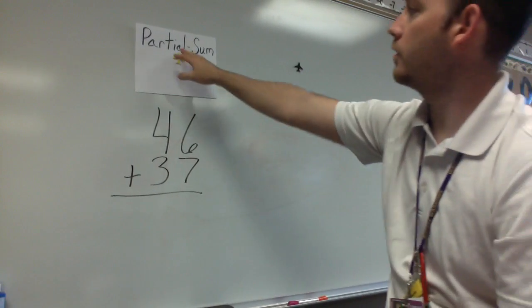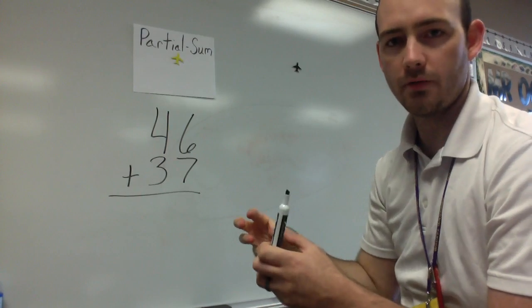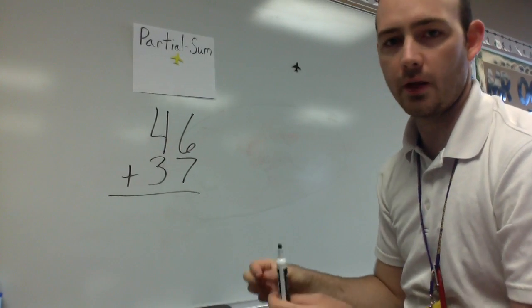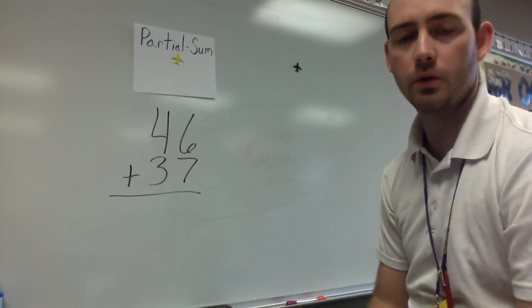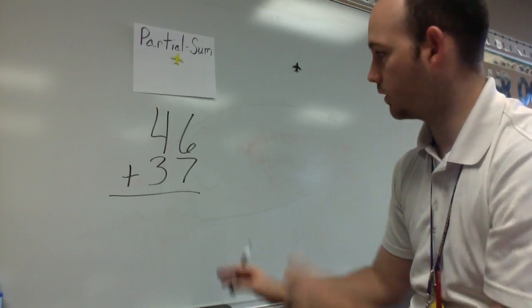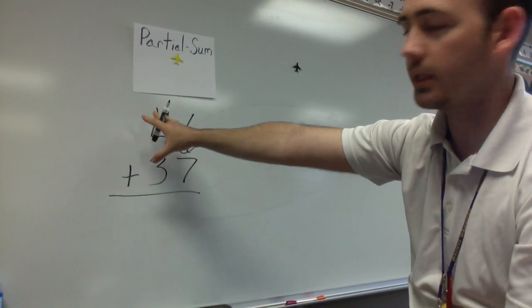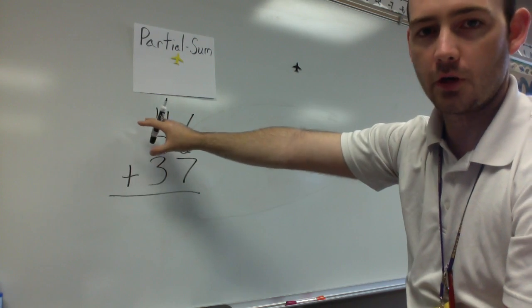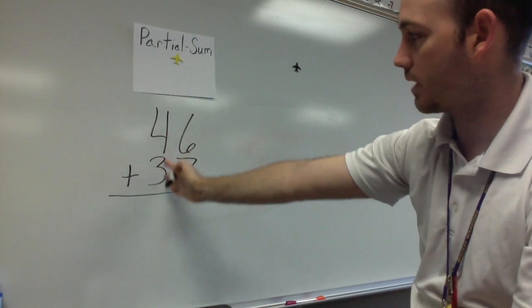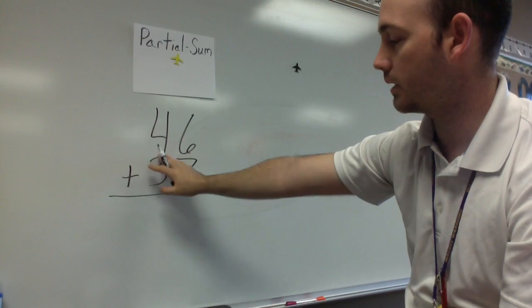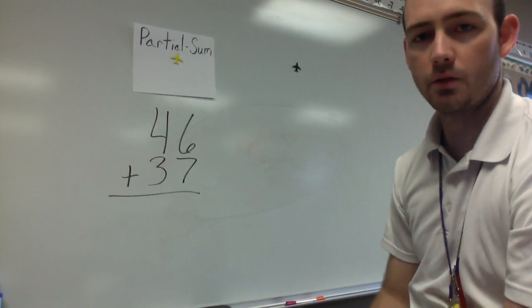Now, from the name, you can see partial means just a part of it. Sum is the answer. So we're just going to find a part of the answer at a time, and then we'll put those together. So the way we're going to do that is you're always going to take the farthest out place value. You're going to add those together first. So we see our farthest out place values here are, we have the tens place and the tens place here. So we're going to add those together.